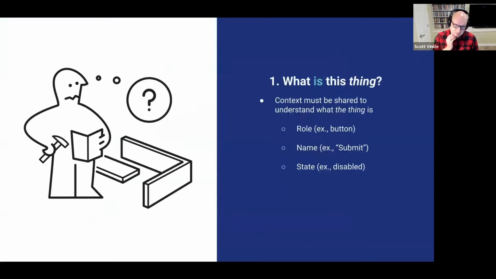So first, when someone is working and using your app, they might ask the question, what is this thing? So when someone encounters something on the screen, it could be a form field, a link, a button, an image, there needs to be information included to share context and understanding of what the thing is they're currently interacting with. So this information comes in the form of the element's semantic meaning and programmatic details added by the developer. Semantics are made up of the element role, name, and state.